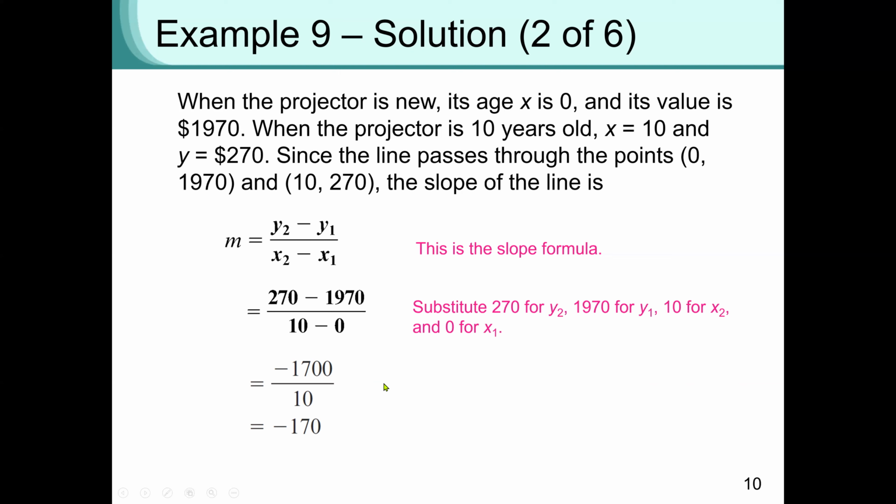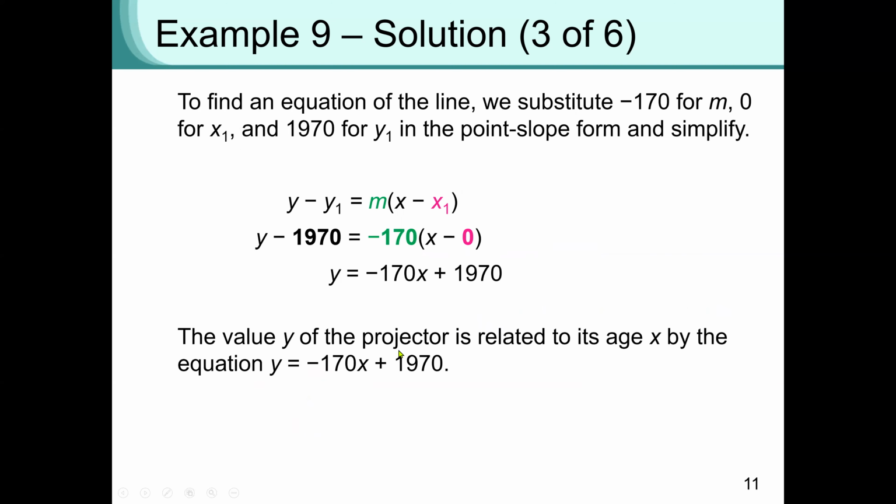So if we know the slope now, we can take any of these 2 points, 10 and 270 or 0 and 1970. Then we use the point slope form to substitute. Here we decided to take 1970 and 0. Again, we can take 10 and 270, we get the same answer. So we have y minus y1 equals the slope times x minus x1. So y minus 1970, the slope is negative 170, times x minus 0. When we simplify this equation, we get y equal to minus 170x plus 1970. Because 1970 is negative, when you cross the equal sign, it's going to be plus. Plus 1970 minus 0 is plus 1970.